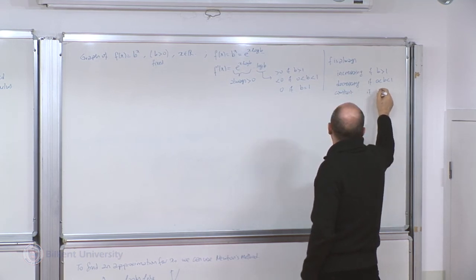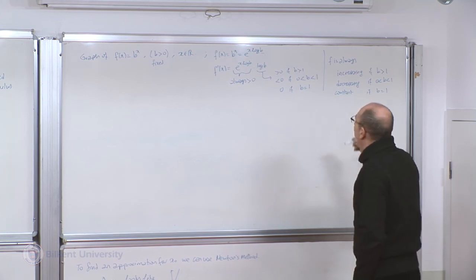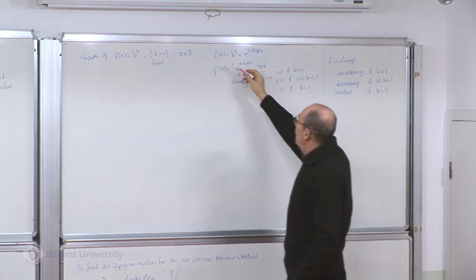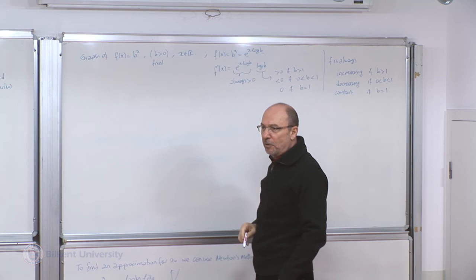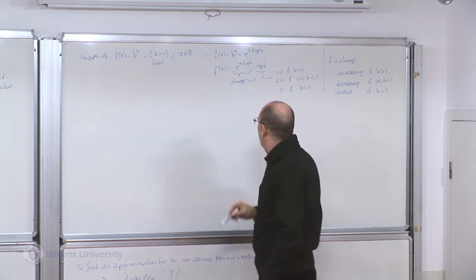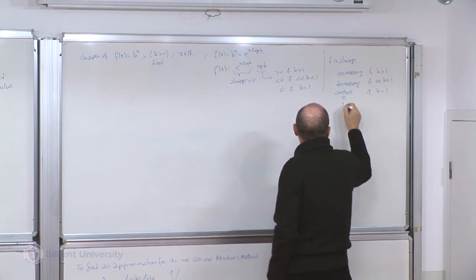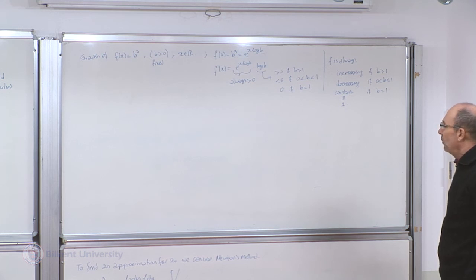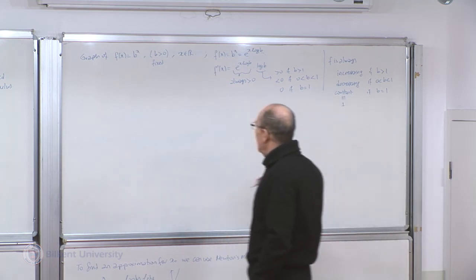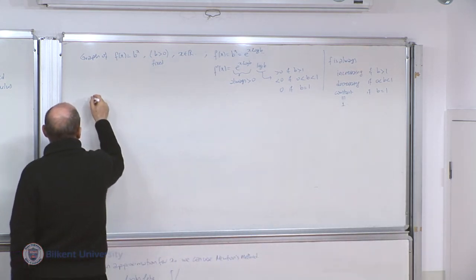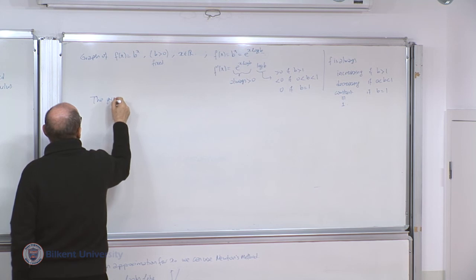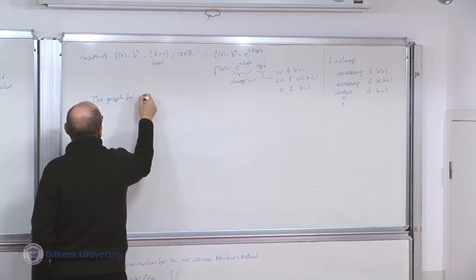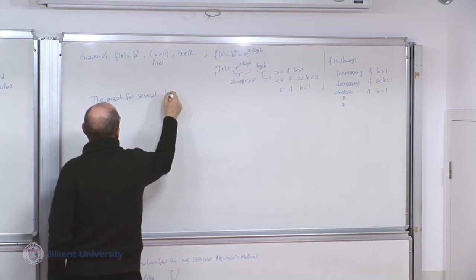Well, if b equals 1, f of x is equal to 1 to the power of some number, so that's equal to 1. Constant equal to 1. 1 to any power is 1. That tells us what the graph is going to be. So the graph for several b.